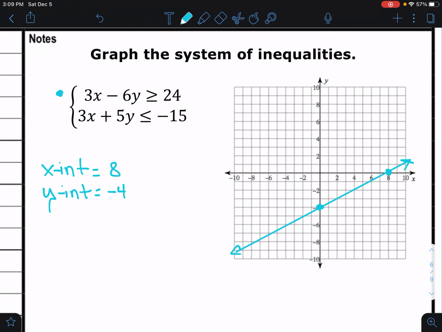If I put a 0 and a 0 in for there, and a 0 in for there, that's going to give me 0 on this side, 24 on this side. Is 0 bigger than 24? No. Okay, so I'm shading away. So I'm shading this way. All right.